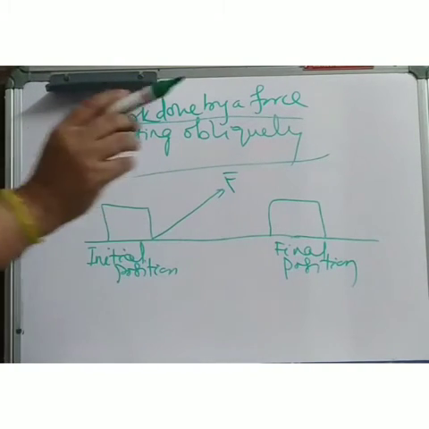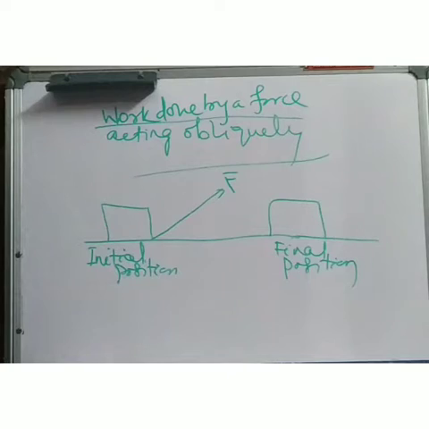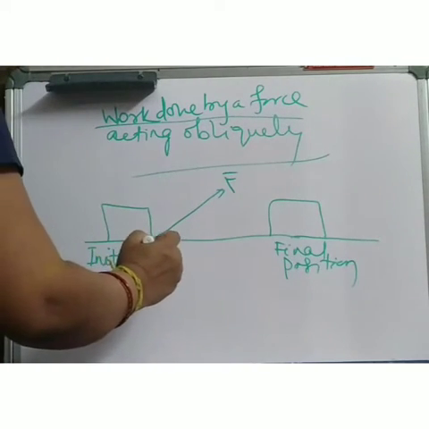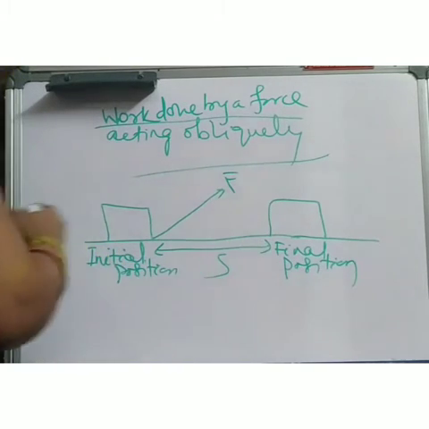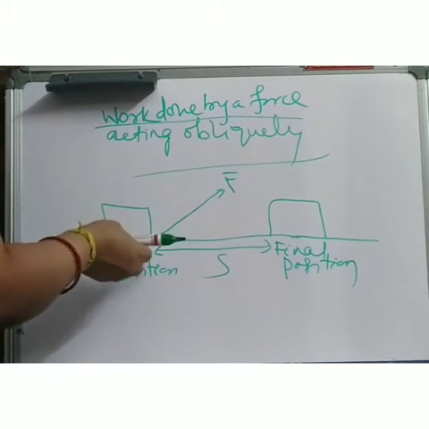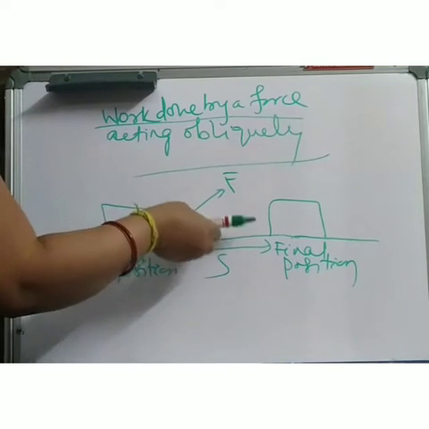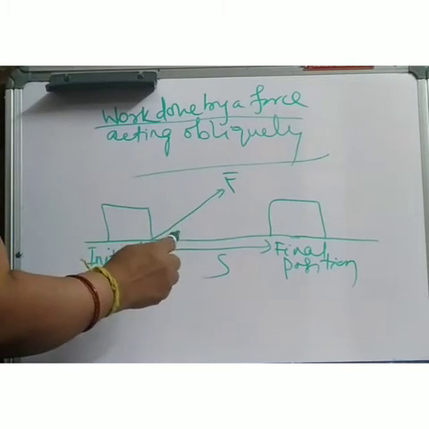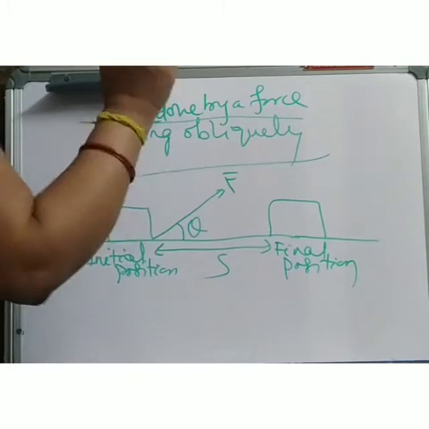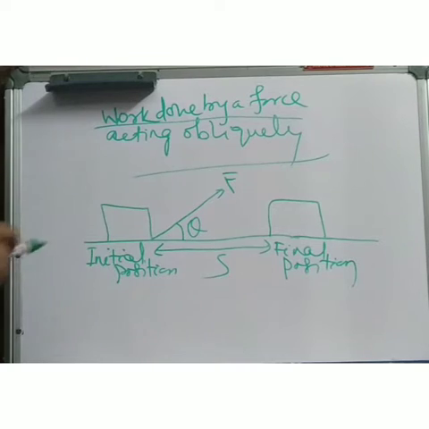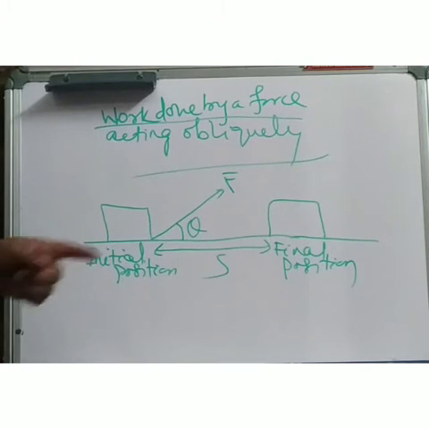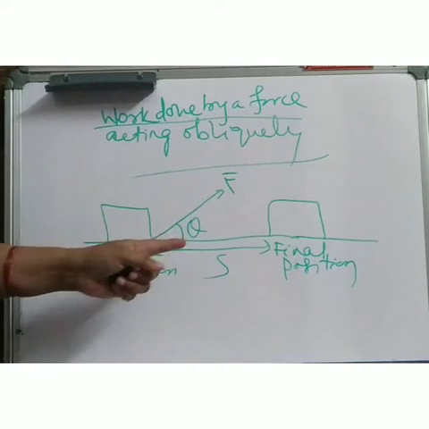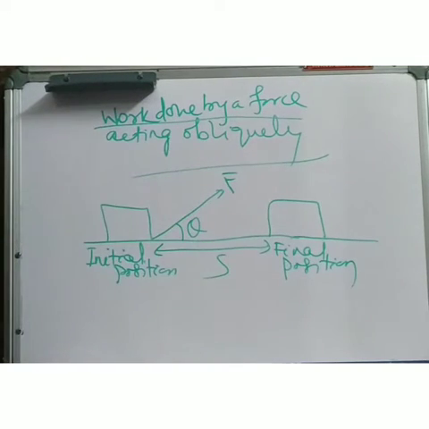Displacement is the distance between the final position and initial position. So let this displacement be S. Now you can see the force is in this direction, but the displacement is happening in this direction, so it is not along the same direction. Let this angle be theta. That is, the direction of force makes an angle theta with the direction of the motion.